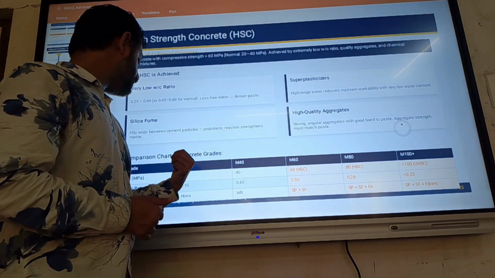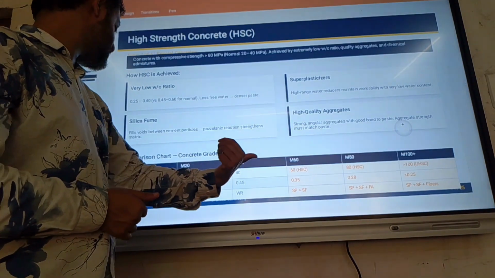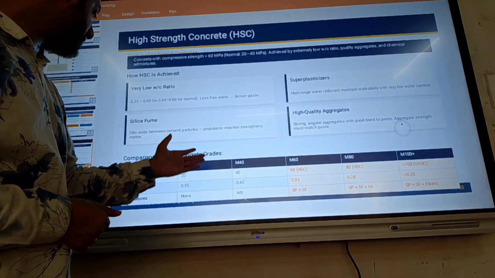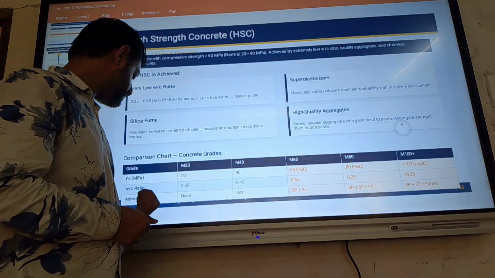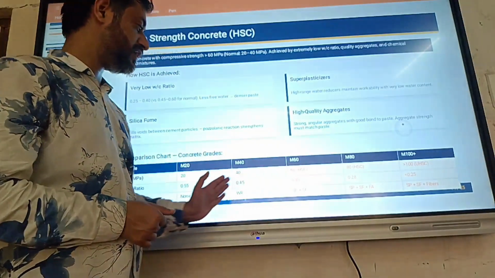So this is a comparison chart of different concrete grades, right? You can see here the water cement ratio, the admixtures, so all are being categorized, right?